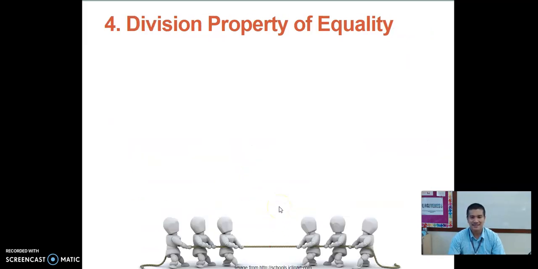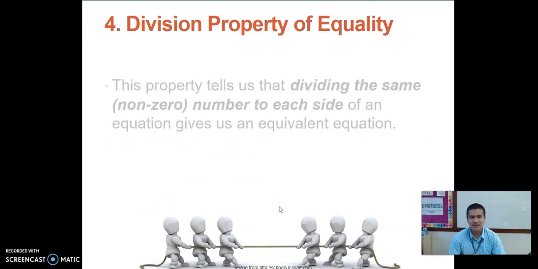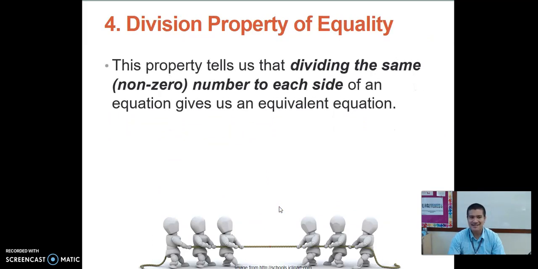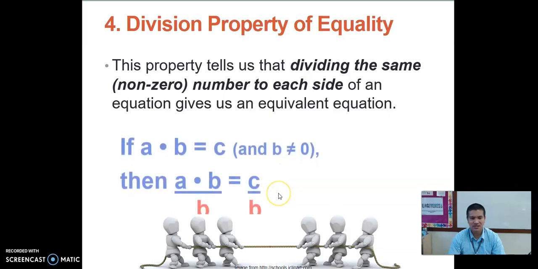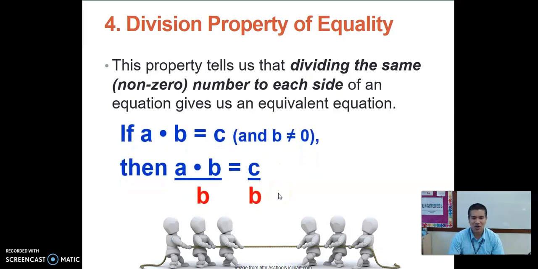The same goes for the division property. This property tells us that dividing each side of an equation by the same non-zero number gives us an equivalent equation. If A times B equals C, then B is not equal to 0, and you divide: A times B over B equals C over B. Okay, so let's try some examples.